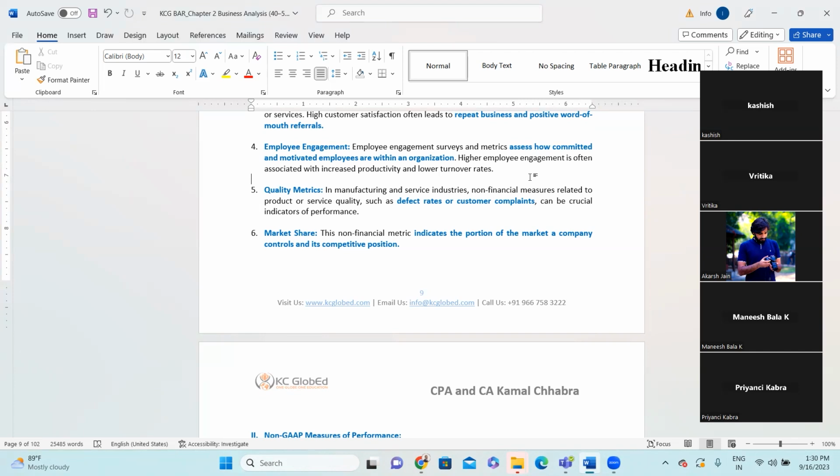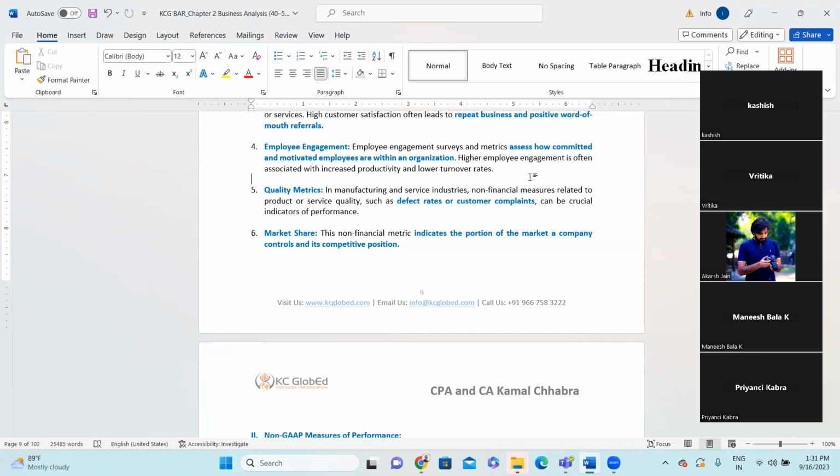So employee engagement survey metrics assess how committed and motivated employees are within the organization. Higher employee engagement is often associated with increased productivity and lower turnover rates. Right. Next is quality metrics.